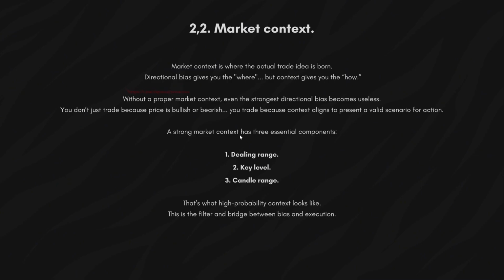Now, a strong market context or a high probability context has three essential components. Number one, a proper, relevant and valid dealing range. Number two, a proper key level relative to that dealing range. And number three, a candle range. And that's what a high probability context looks like. This context is the filter that keeps you from trading invalid setups or dumb setups just because you felt bullish or just because the directional bias was bullish.